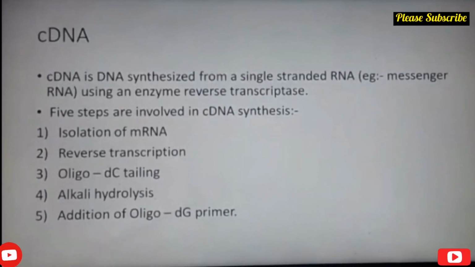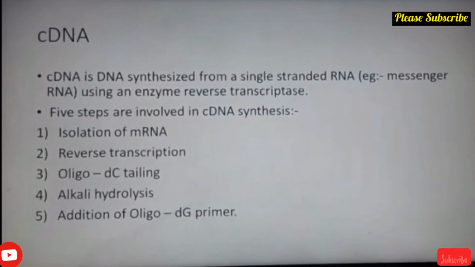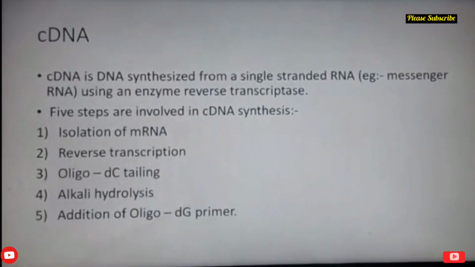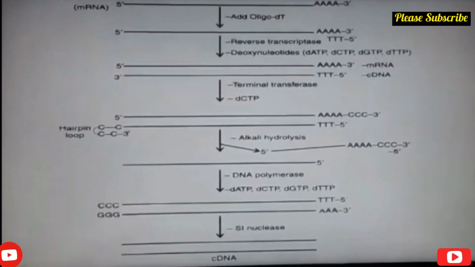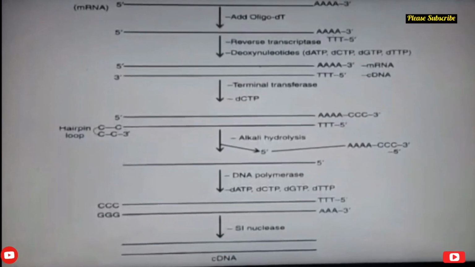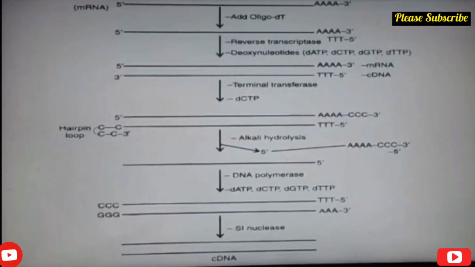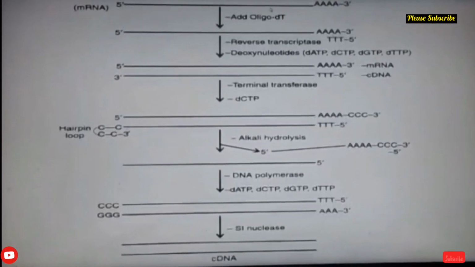There are mainly 5 steps involved in complementary DNA synthesis: isolation of messenger RNA, reverse transcription, oligo-dC tailing, alkali hydrolysis, and addition of oligo-dG primer. This is the diagram of copy DNA or complementary DNA synthesis. Always remember, messenger RNA of eukaryotes contains a long polyadenylated tail at the 3' end of its strand.